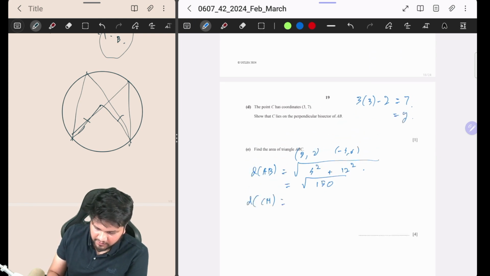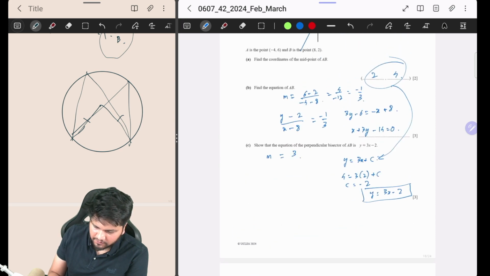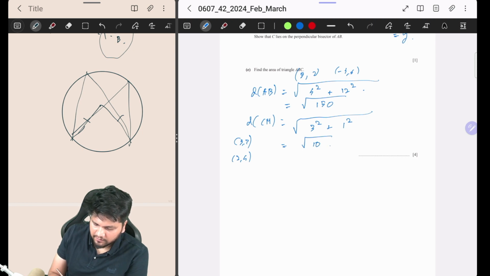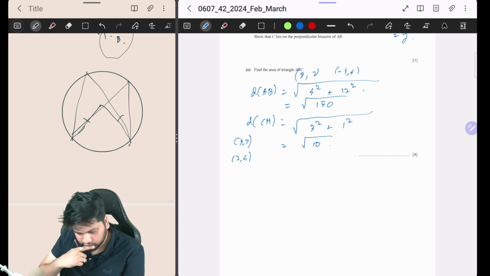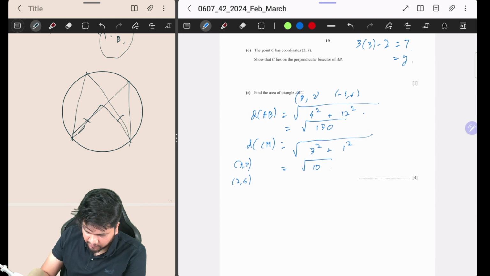Distance between CM now. For CM, what are the coordinates? It's 3, 7, and M was 2, 4. So it's going to be 7 minus 4 whole square, so 3 square, plus 3 minus 2 whole square, which is 1 square. So it's going to be the square root of 10. Okay, I'm not convinced with the answer. One second. So half into base into height.